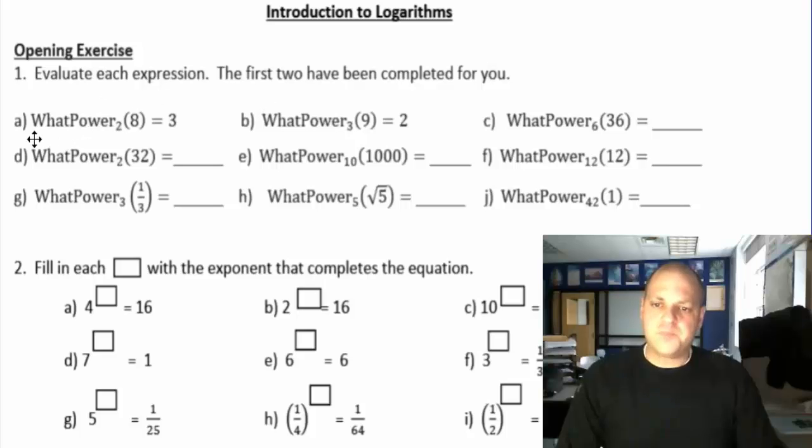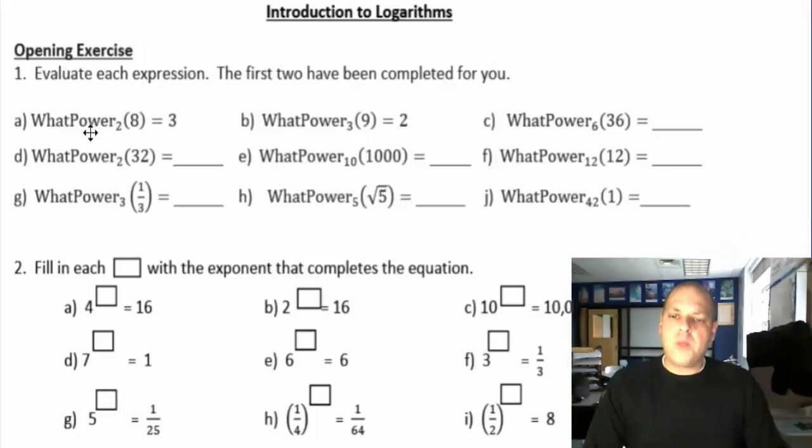So for part A, what they're saying is, what power of 2 is 8? Think about that. What power of 2 is 8? The answer is 3. What power of 3 is 9? The answer is 2.